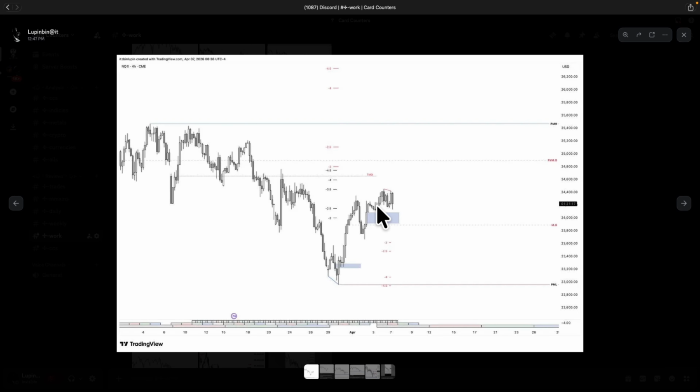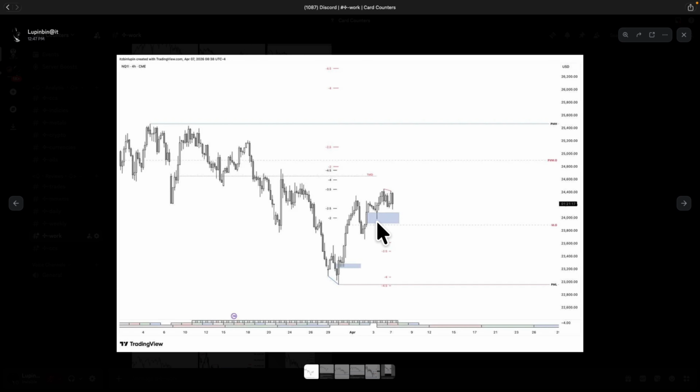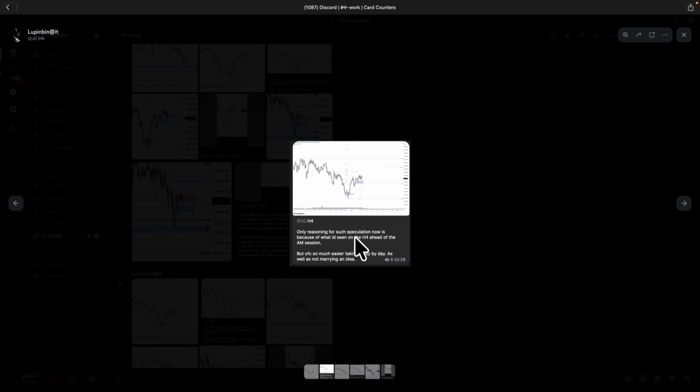And then the next image I ended up putting in is from way earlier on in the day. It's when we had the cracking correlation at the high, and then we ended up having a change in state of delivery, but then we ended up presenting another cracking correlation right here. So I was already projecting the standard deviation looking at that previous month low, and I stated that the only reasoning for such a speculation now is because of what I'd seen on the hour 4 ahead of the AM session. But of course, it's a lot easier taking it day by day, as well as not marrying an idea.